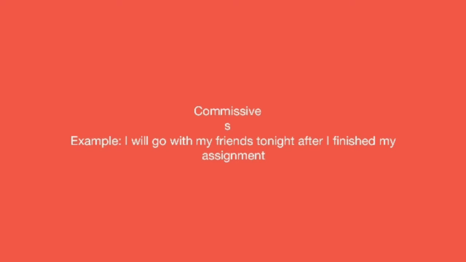The next is commissive. Commissive in speech acts is the act of committing to future actions. This type of speech act shows the intention of the speaker in the future, which will be made to happen at a later moment. So take a look at this example. "I will go with my friends tonight after I finish my assignment." This example shows that the speaker intends to go with her friends. Therefore, the speaker commits that she will go with her friends at night after she finishes the assignment. So that's why it is called commissive, because what the speaker says commits to future actions.